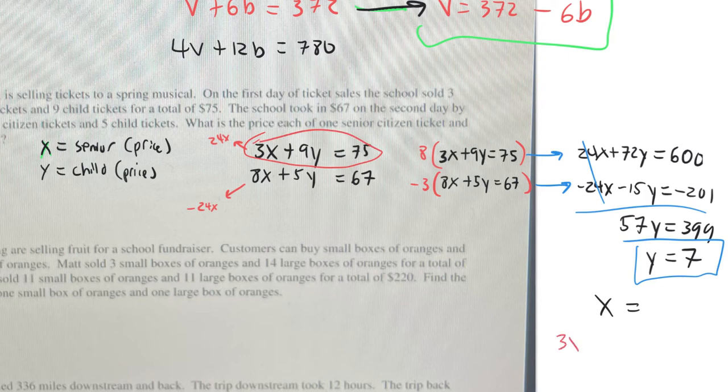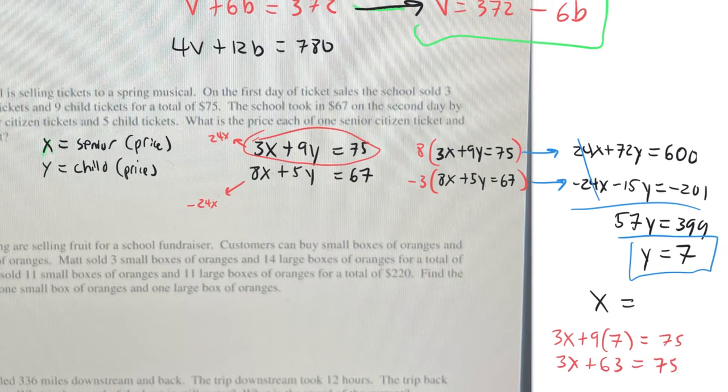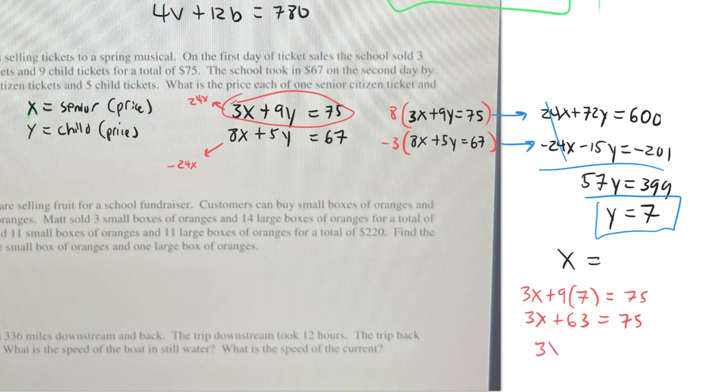So we'll say 3x plus 9y, but we know what y is. It's 7, so it's 9 times 7. That equals 75. Of course, 3x plus 63 equals 75. Subtracting 63 from both sides is going to be, I believe, 12. I think I got that. I'm good enough to do that without a calculator. And then x equals 4.